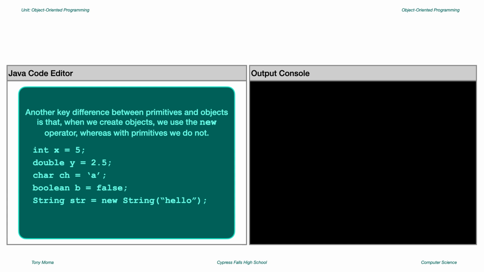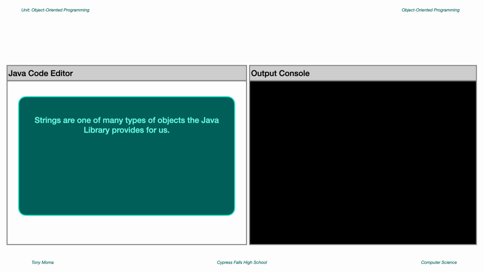Now, Java does provide an alternative way to create string objects, but as you move further along in your computer science journey, you will see that this is the exception, not the rule. The vast majority of objects provided by the Java library do not allow an alternative form of creating it. The new operator is required for the vast majority of Java objects. That being said, strings are one of many types of objects the Java library provides for us.